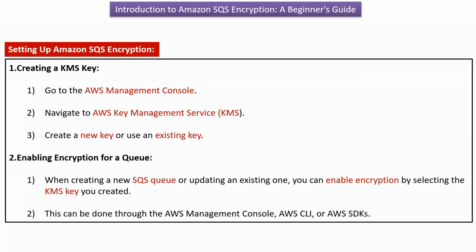Now we will see how to set up Amazon SQS encryption. Step 1 is creating a KMS key. For that, go to the AWS Management Console, navigate to AWS Key Management Service, then create a new key or use an existing key. The second step is enabling encryption for a queue. When creating a new SQS queue or updating an existing SQS queue, you can enable encryption by selecting the KMS key you created. This can be done through the AWS Management Console, AWS CLI or AWS SDKs.